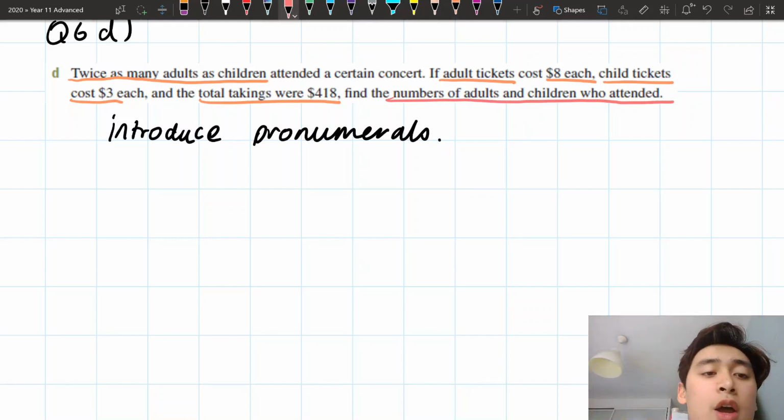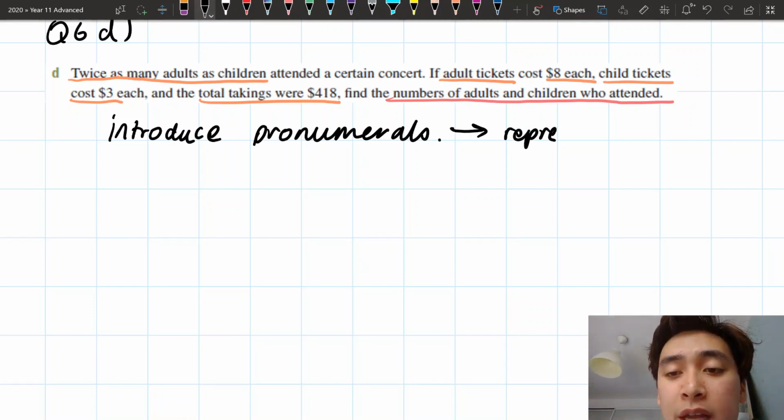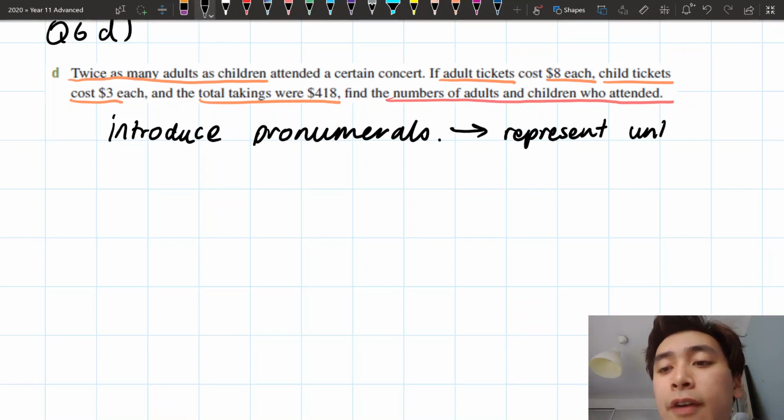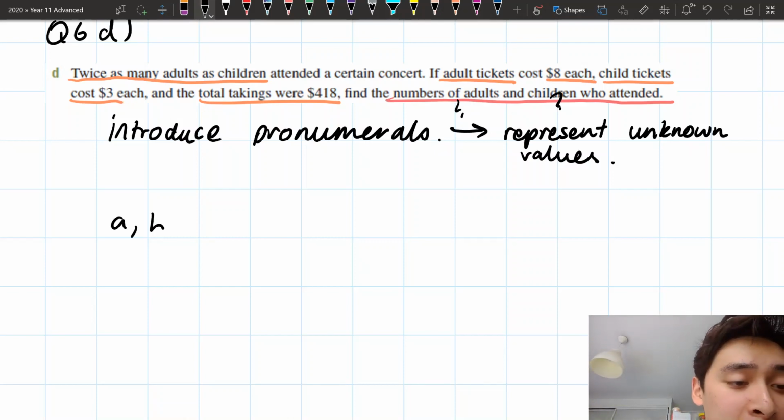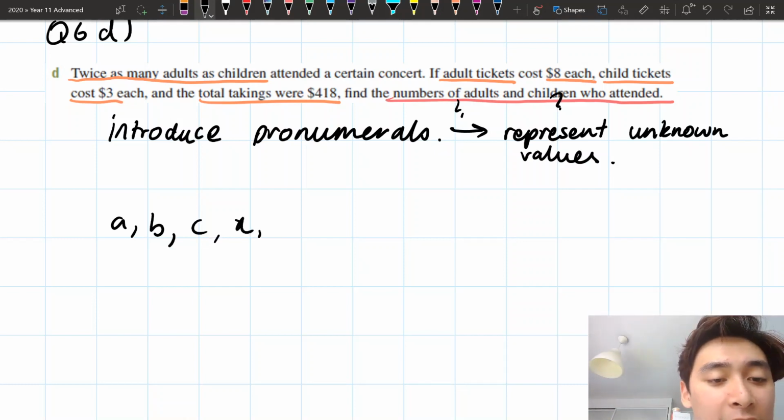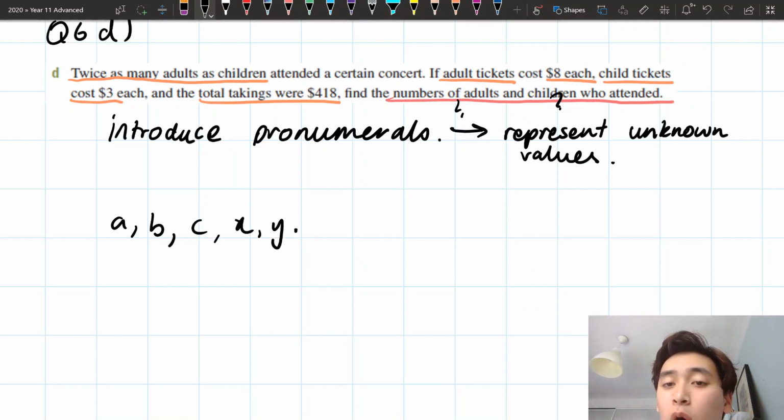Okay, so that's all the important information, and we want to find out the number of adults and children who attended. Now, what I wrote down was we want to introduce pronumerals. These usually represent your unknown values. Here, I don't know the number of adults or the number of children. So I'm going to introduce 2 pronumerals to represent them. You could use whatever letters you like, A, B, C, or X, Y. Or you could be fancy.